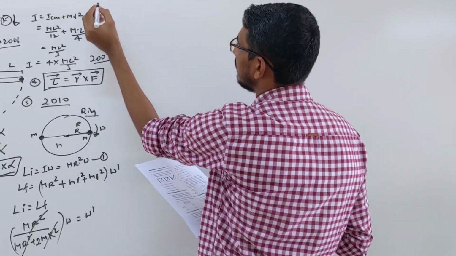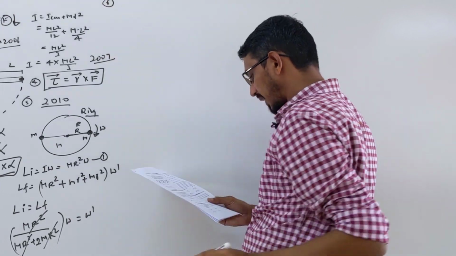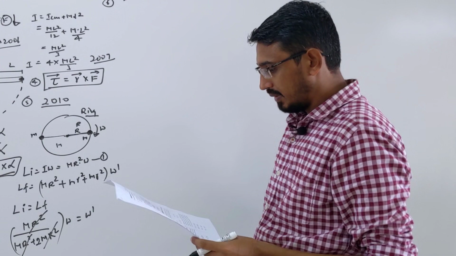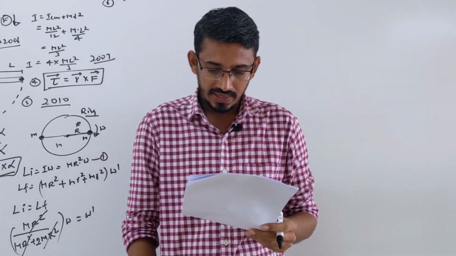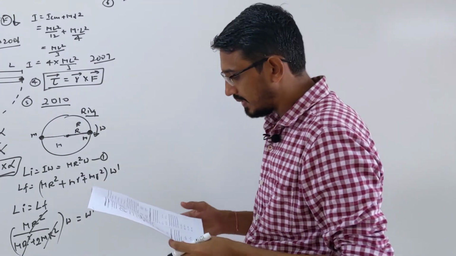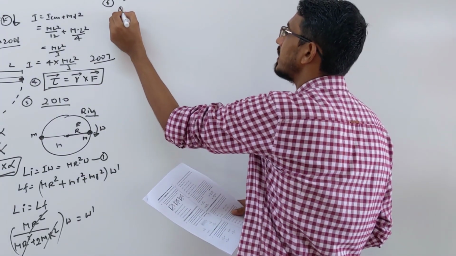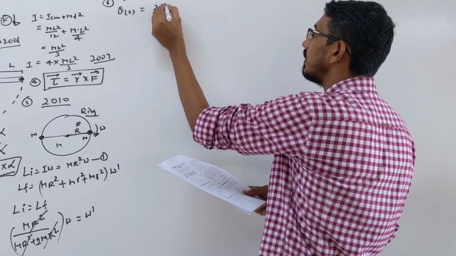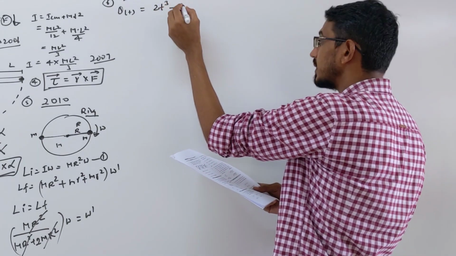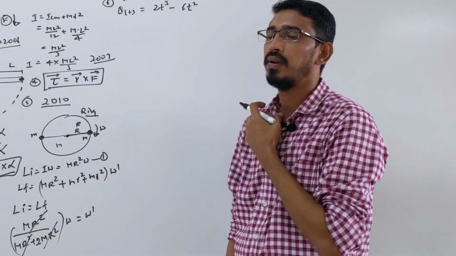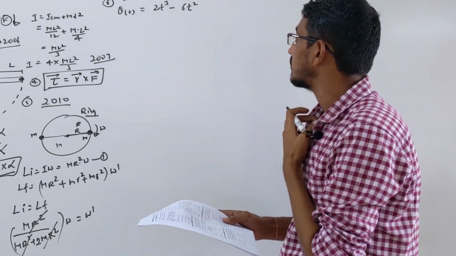So we are doing question number 6. This is from AIPMT 2011. It says that the instantaneous angular position of a point on a rotating wheel is given by 2t cubed minus 6t square. So the angular displacement is given as a function of time.